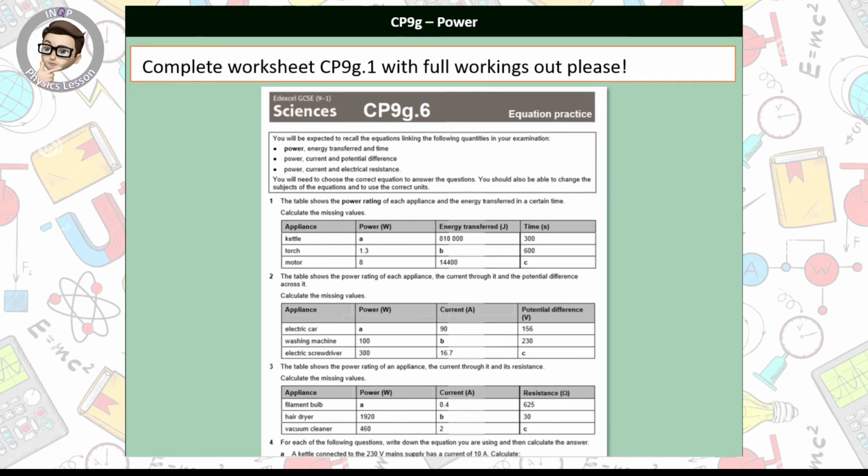Make sure you show your full workings. Start with the equation practice sheet first, and then once they're completed, upload a picture for me onto the Teams channel and we'll give you some feedback.